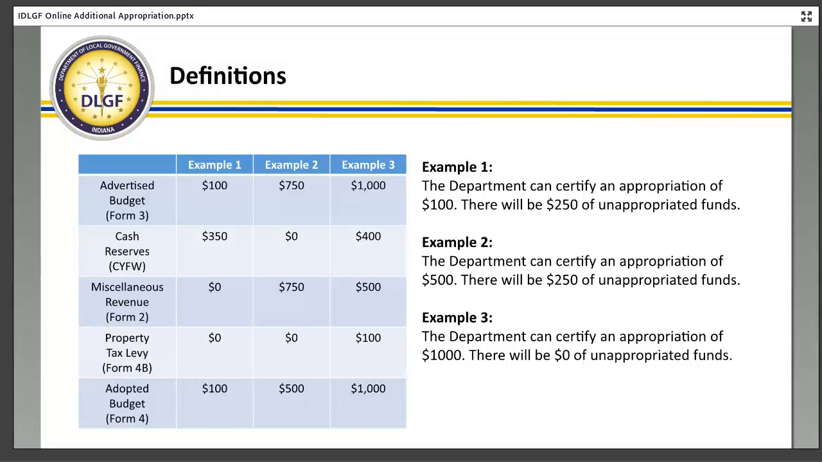Now, example 3, advertised an even higher budget of $1,000. In this case, they have got 3 different types of revenue that they're going to be pledging towards that budget. $400 worth of cash reserves, $500 worth of miscellaneous revenue, $100 worth of property tax, and their fiscal body adopted a budget of $1,000. Now, in this case, the department can still certify the budget at the $1,000 that was adopted, but there are $0 of unappropriated funds. The purpose of this slide is to show us that a unit can have both an appropriation and unappropriated funds.